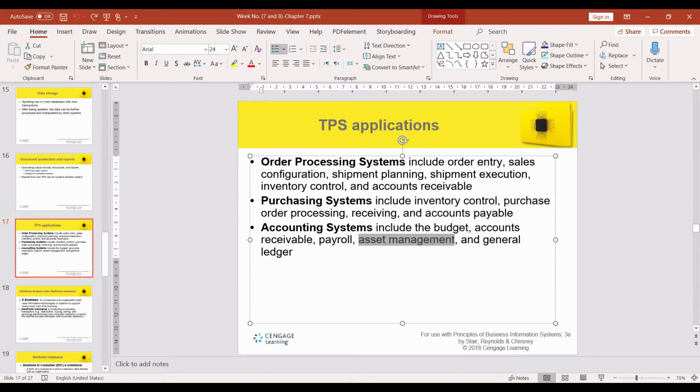Asset management: what kind of assets do you have in your organization, like people, machines, buildings, furniture, everything can be an asset. So you have to manage these things. And the general ledger is a document that is used to maintain the information about the amounts in accounting, like the debit and credit information, usually given in the general document. So these are the different applications of a transaction processing system.